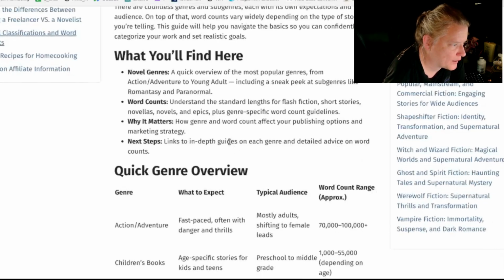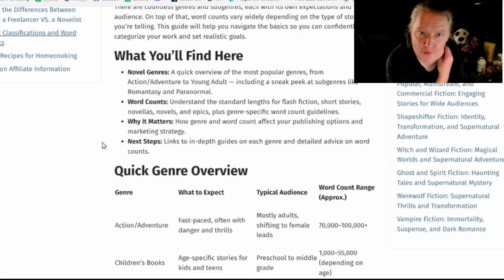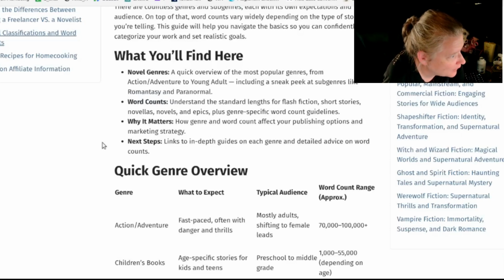Novel genres, a quick overview of the most popular genres from action adventure to young adult, including a sneak peek at subgenres like paranormal. I didn't do romance, I still need to do that one, because I was just talking about it. Articles like this on a website that you own are never finished.